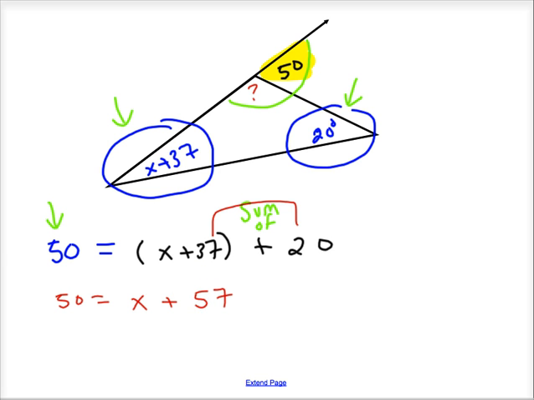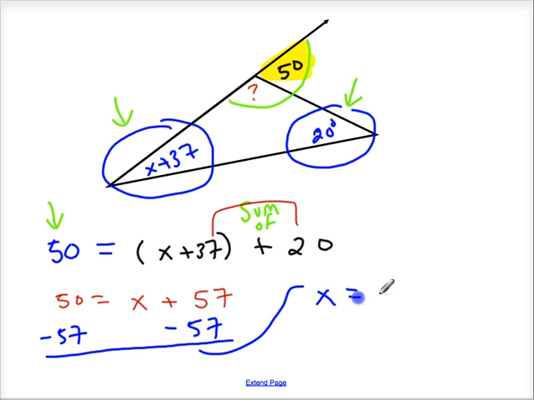Solve for x, subtract 57 from both sides, and you get an answer of x equals -7. And then again, go back in for x, plug in -7, and again you'll get an answer of 30. I'm sorry, the missing angle is 30 degrees. Okay, so you could try it both ways.